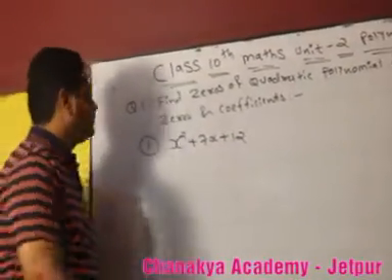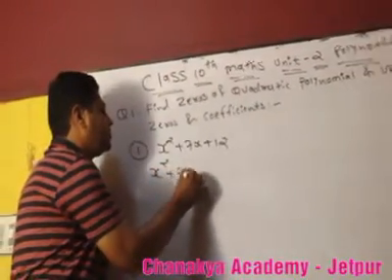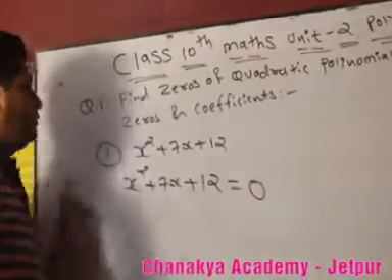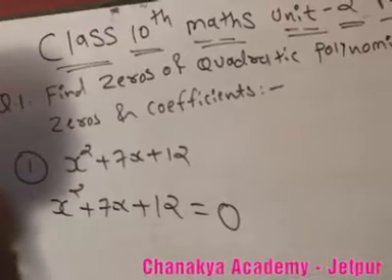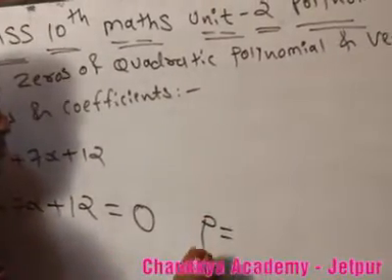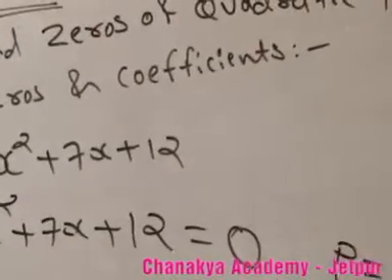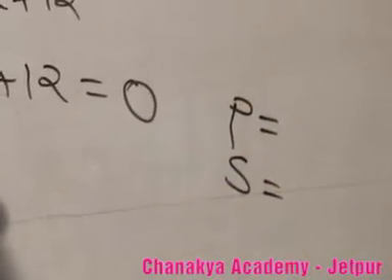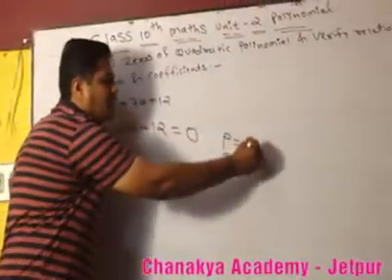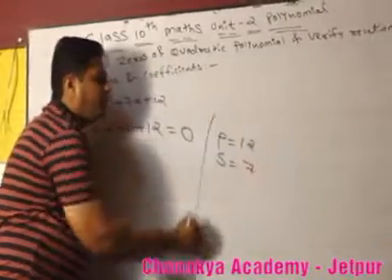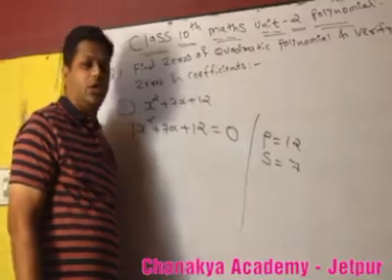Our first step is, first of all, we have to compare x square plus 7x plus 12 with zero. Now we have to factorize it. We are using the sum and product method for factorizing it. Coefficient of x square is 1, coefficient of x is 7 and constant is 12. Now product is 1 into 12 equal to 12. Sum is 7. Now we are going to find two numbers which will satisfy our product and sum. Product is 12 and sum is 7.